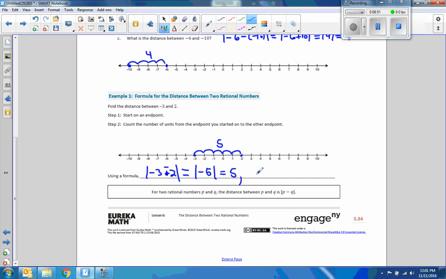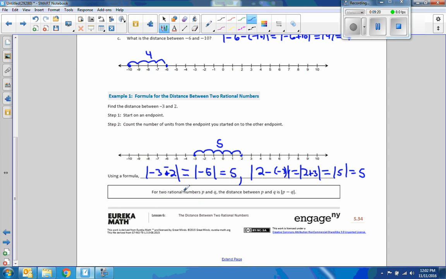We also could do it a different way and take the absolute value of 2 and subtract a negative 3, which equals 2 absolute value plus 3, which equals absolute value of 5, which is 5. Okay?